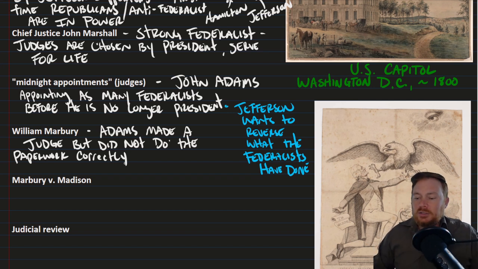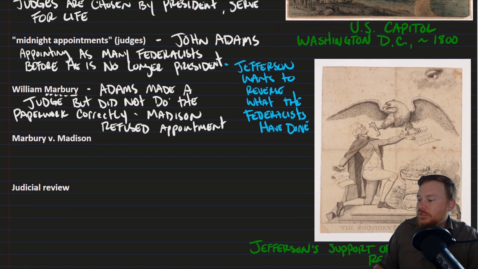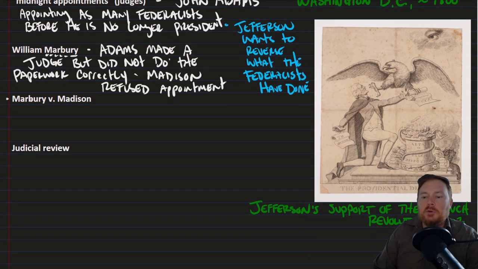And so when Thomas Jefferson and James Madison came into office, they realized that Adams had wanted Marbury to be a judge. Jefferson and Madison did not want him to be a judge. And so Madison, who was working within the cabinet, and Thomas Jefferson refused the appointment. So this leads William Marbury to sue, and his court case gets all the way up to the Supreme Court in Marbury versus Madison.